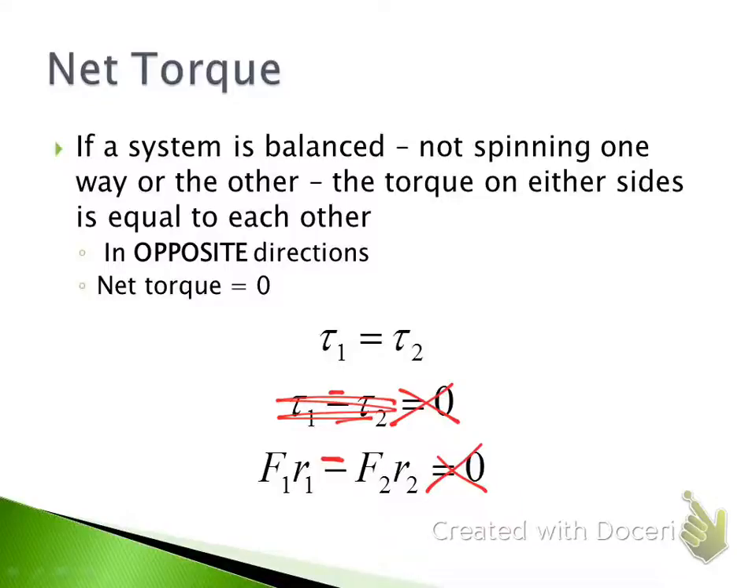If we're given a net torque that's not 0, then you could use this equation, and instead of 0 there, you would put in the net torque. Does that make sense? But when a system is in balance, you would set those two things equal to each other.